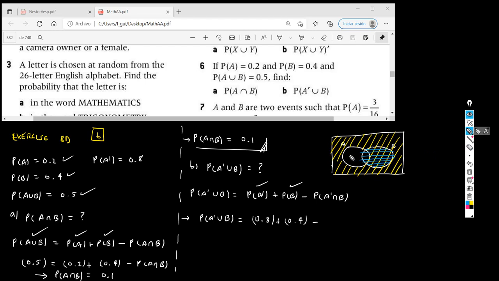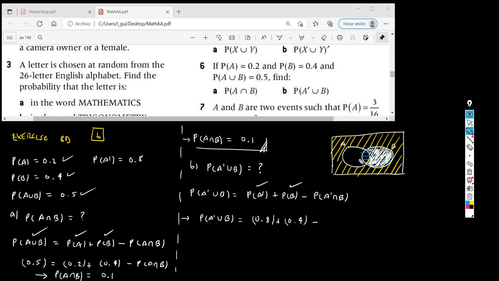So you can use the Venn diagram. This is the event A, this is the event B. I'm going to highlight A prime in yellow. Everything that is in yellow, that's A prime, and B is everything that is in blue. So the probability of the intersection is where both events coincide, which is all of this white area. This is the probability of A prime and B.